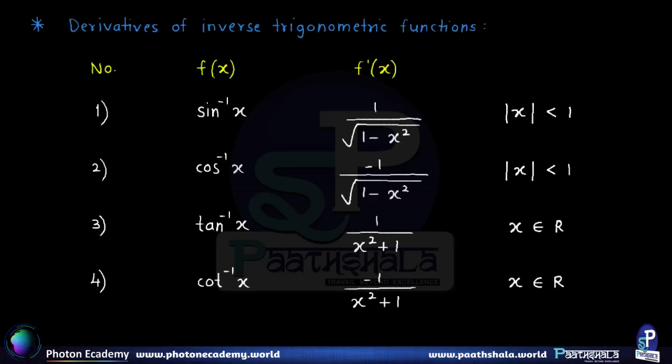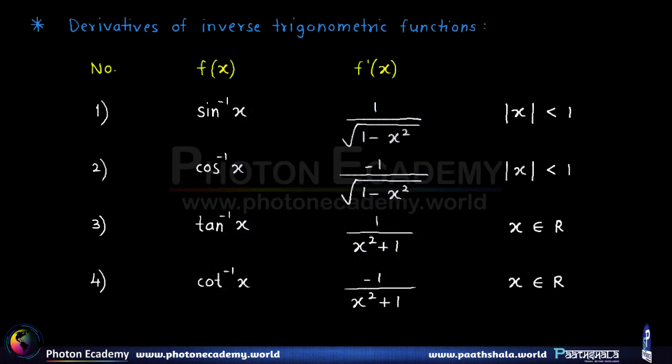So based on the process of how to find the derivative of inverse trigonometric function that we saw for sine inverse, here is the list of all the standard functions and their derivatives. As we have seen, derivative of sine inverse x is 1 upon root of 1 minus x square, where mod x is less than 1. That means x has to be numerically less than 1.